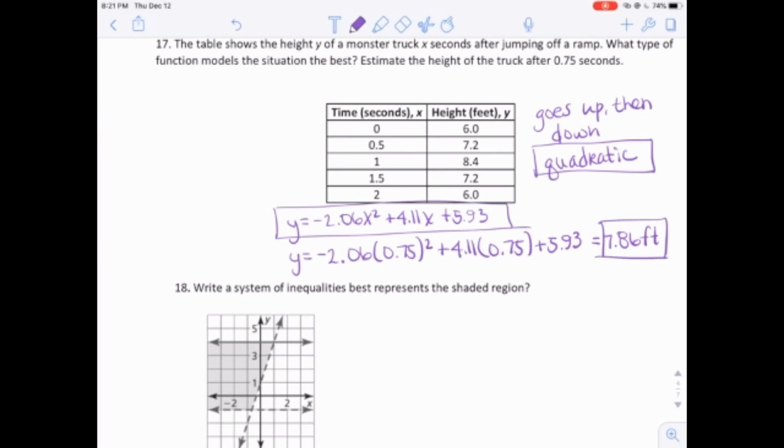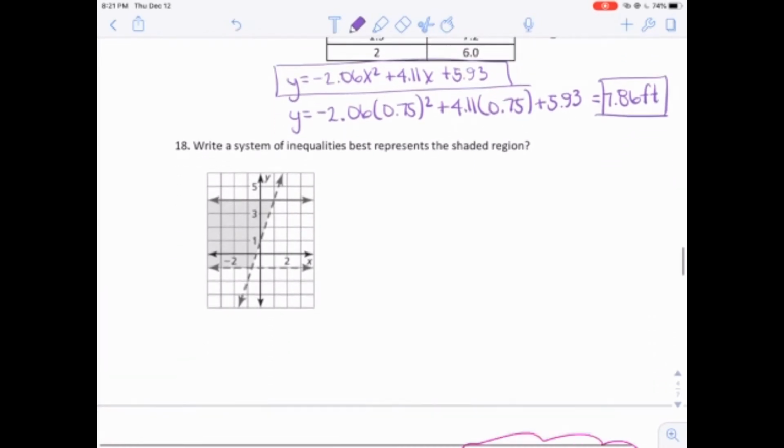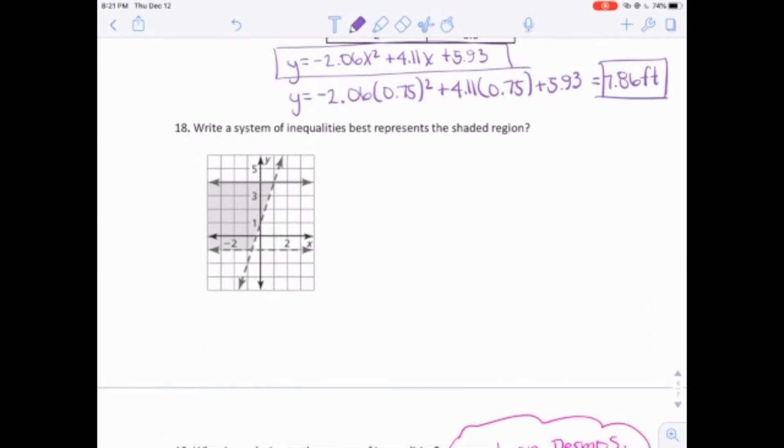All right, let's look at number 18. We want to write a system of inequalities that best represents the shaded region. I want to remind you that the equation for a line in slope-intercept form is y equals mx plus b. We're going to be using inequalities, but the equation is kind of where our starting point is. So b is our y-intercept and m is our slope.